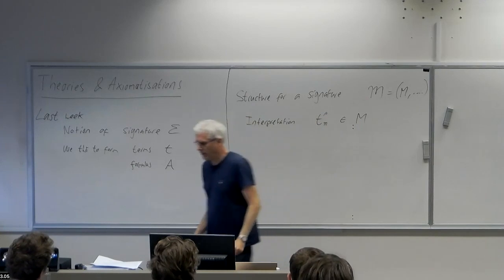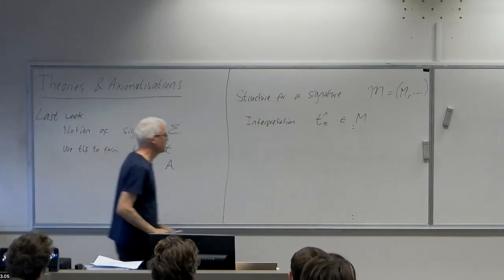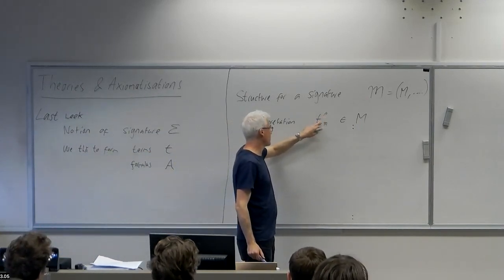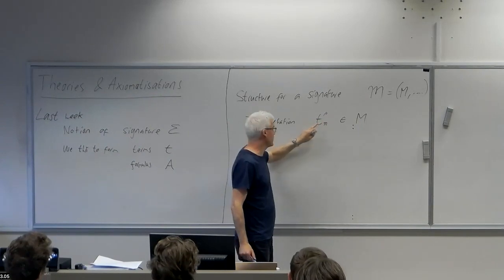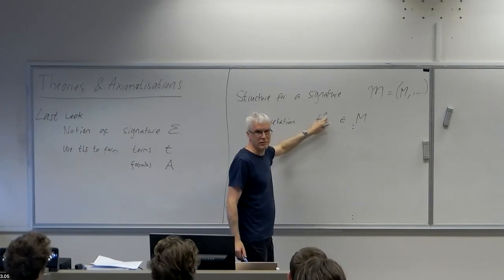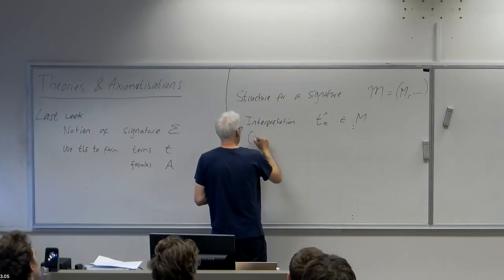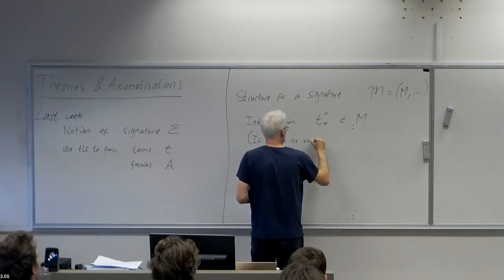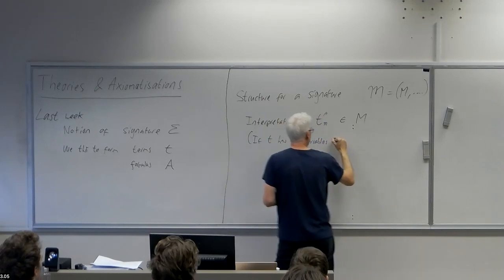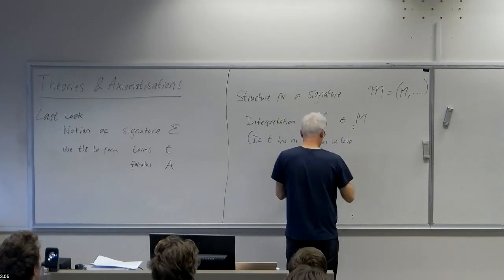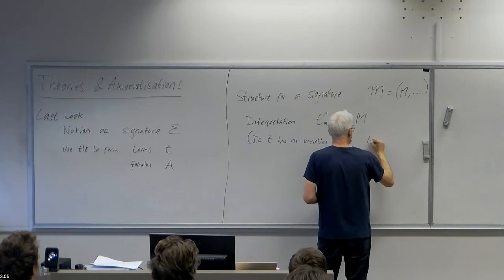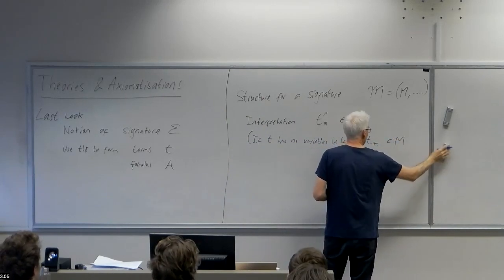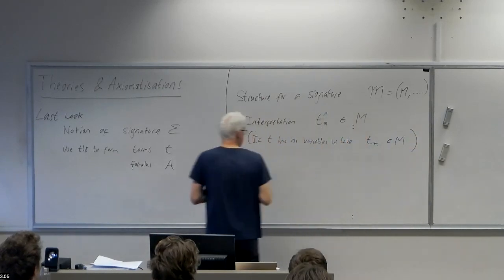And maybe one thing I didn't say last week is that if t has no variables in it, then this interpretation is independent of the environment rho. It does not depend on the environment rho. So if t has no variables, we simply have an element t interpreted in the structure M, which is an element of the set of the structure.